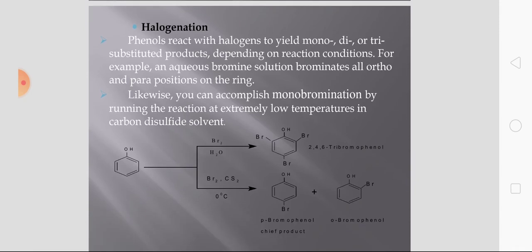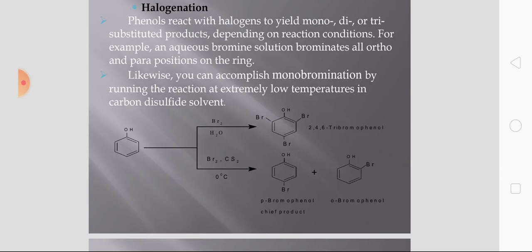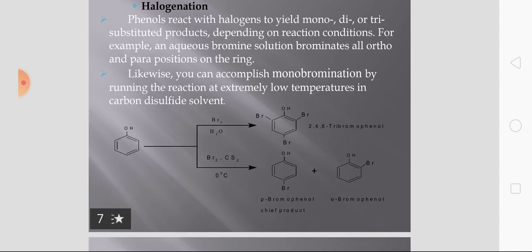Now comes halogenation. Phenol reacts with halogen to yield mono, di and tri substituted products, and it depends on the reaction conditions. Look here, when we use bromine in aqueous media, then the tri substituted product will be formed, 2,4,6 tribromophenol. But when we use bromine in non-aqueous media like CS2 at low temperature, only mono-substituted products will be formed, para-bromophenol and ortho-bromophenol.